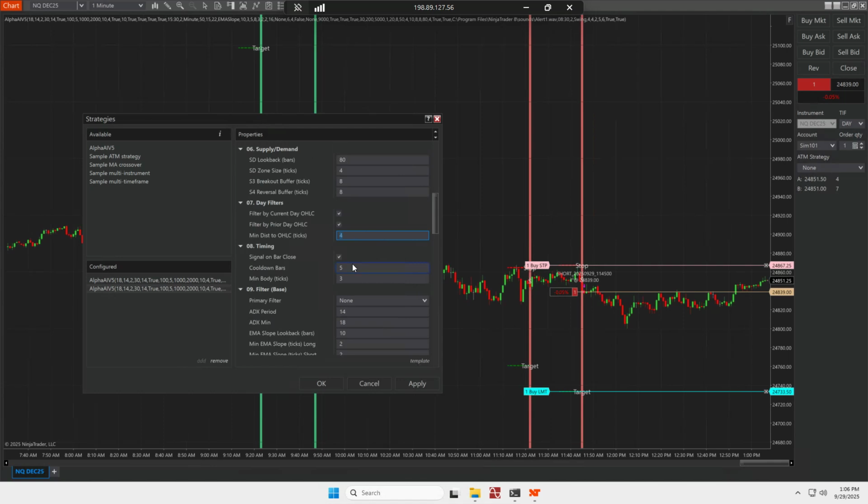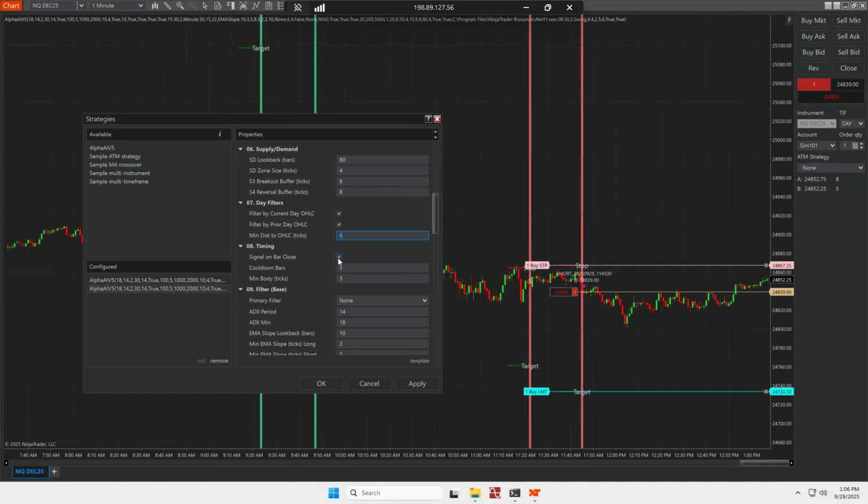Timing. Now, the other option is signal on bar close. This is also a very good feature here, because in our old system, we used to trade tick by tick. So the bar was printing the signal while the bar was still forming. In this case, you can actually make it on bar close, which we prefer. It's going to filter a lot of noise. So we can make it on and off.